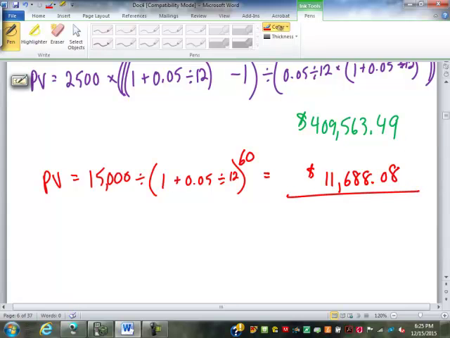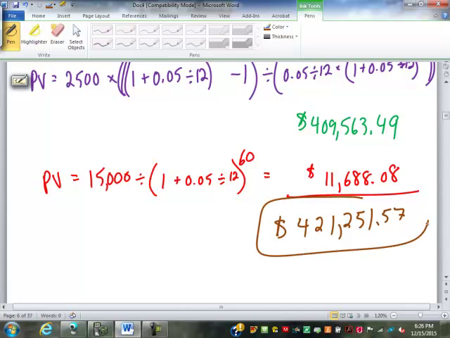And now we just have to add those two values together. So $421,251.57.